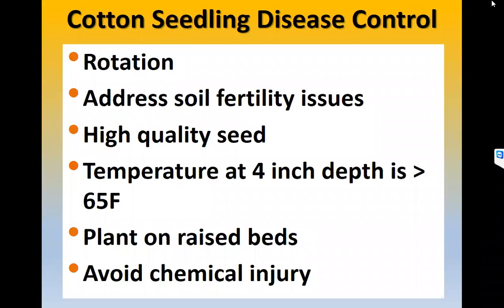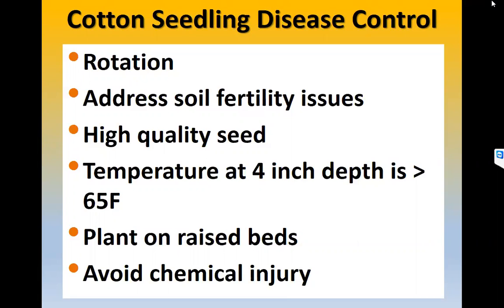So as far as your general control practices to manage or to avoid seedling disease in cotton, it would help to rotate, because planting cotton year after year does build up a fungal microflora that can cause seedling disease in cotton. So rotation is going to be your primary means of managing that risk. Certainly addressing any soil fertility issues that might interfere with either seed germination or seedling growth, slow it down, if those are taken care of, that'll help.